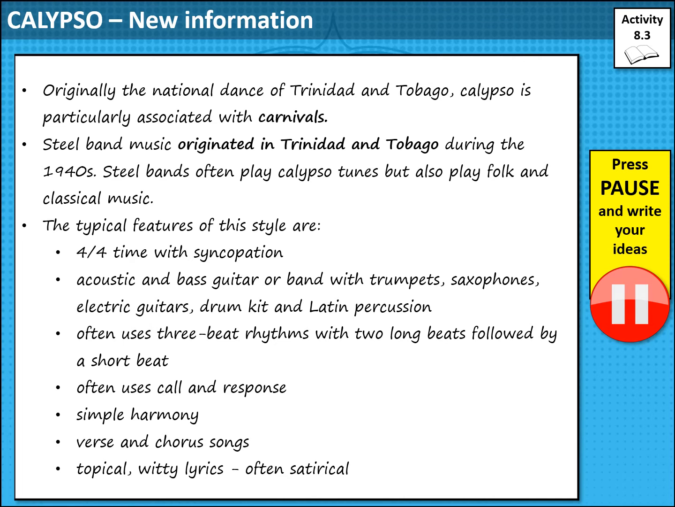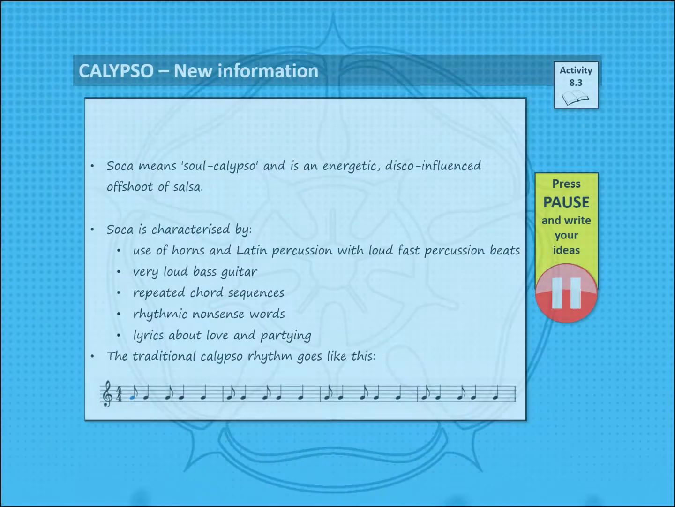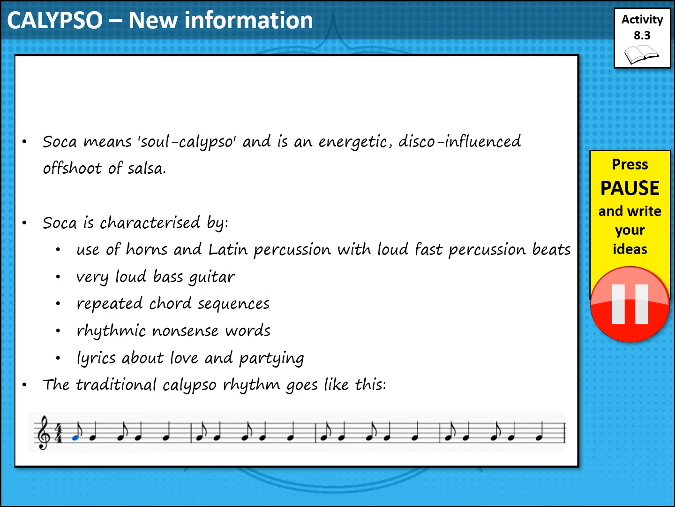Pause the video now if you haven't got those points down. Please make sure to be taking these notes as we go through. Another thing is that soca means soul calypso. It's a slightly different type of music because it's a little bit more energetic and it uses disco influences, which is kind of similar, and it's an offshoot of salsa.